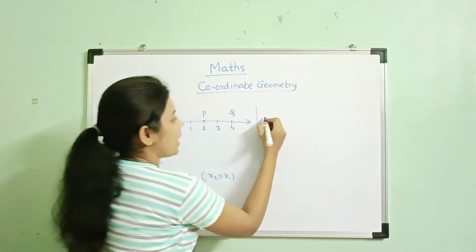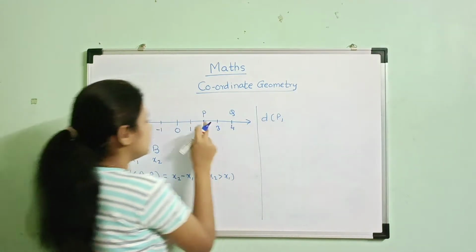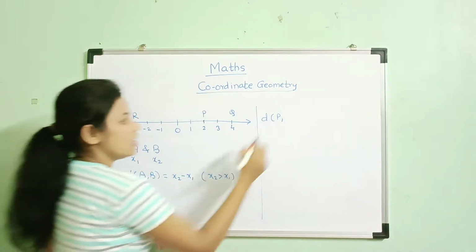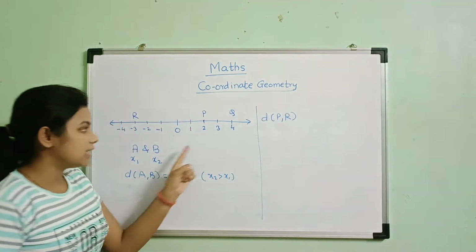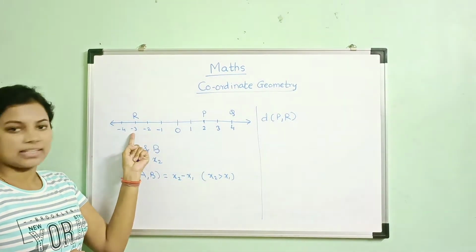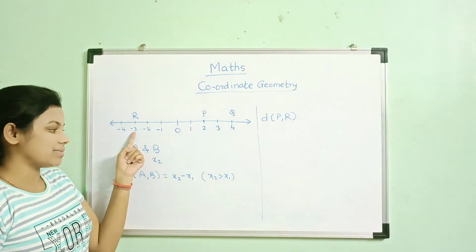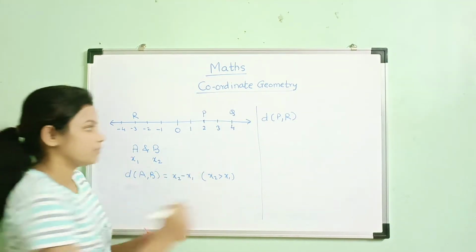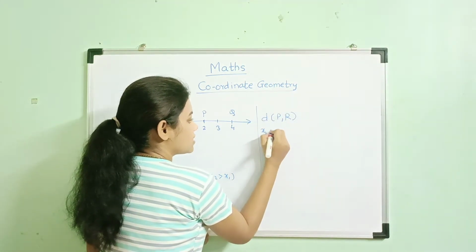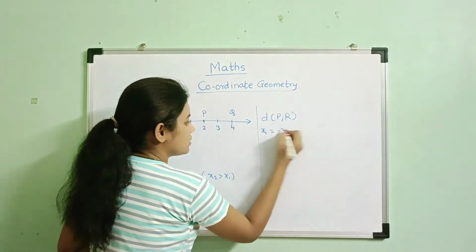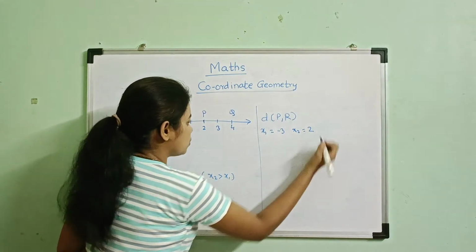Suppose we want to find the distance between these points P and R. How to find this distance? Clearly you know that 2 is greater than -3, right? Then what will be our x1? x1 is -3 and x2 is 2. We will mark this as x1 equal to -3 and x2 is 2.